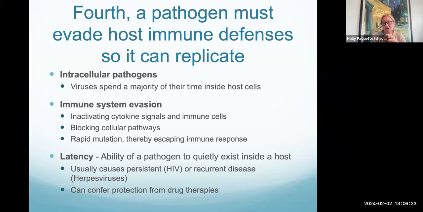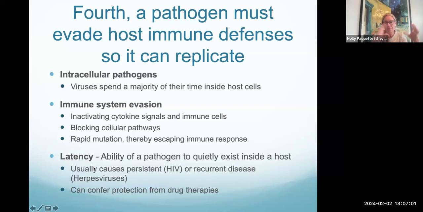Secondly, we might do something that's called immune system evasion. And this is something where we can actually affect the way that the immune system reacts. We can either inactivate some of the signals that our immune system uses to communicate. We might block some of the cellular pathways of the immune system. And also, if we're really good at mutating fast, it means that the immune system might not be able to recognize us, even if it already recognized an earlier strain of us. If we mutate, it may not recognize us anymore.